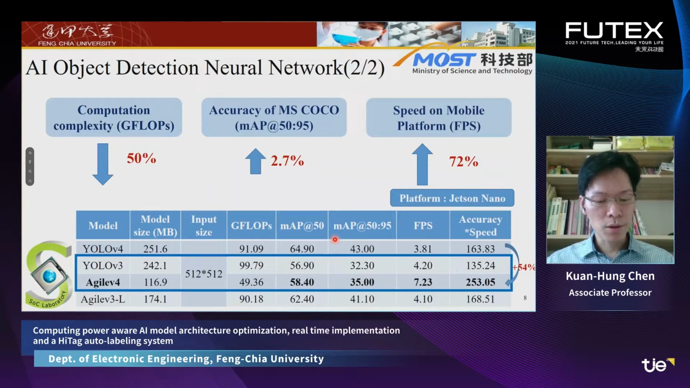By using this methodology, we can decrease the computation complexity by 50%, increase detection accuracy by 2.7%, and increase execution speed by 72%. When compared with the famous YOLO V3 model, Agile V4 model achieves both higher accuracy and execution speed. The product of accuracy and speed indicates that Agile V4 outperforms both YOLO V3 and YOLO V4 in terms of efficiency by at least 54% of improvement.